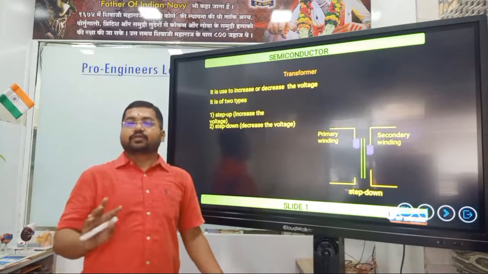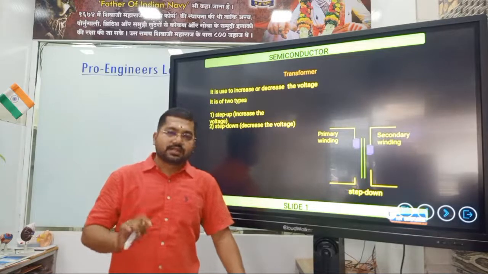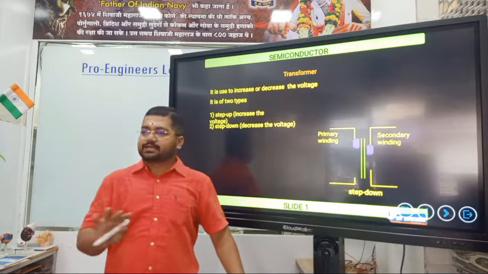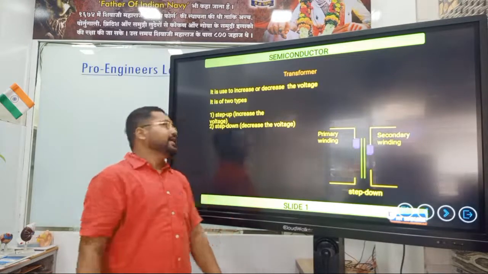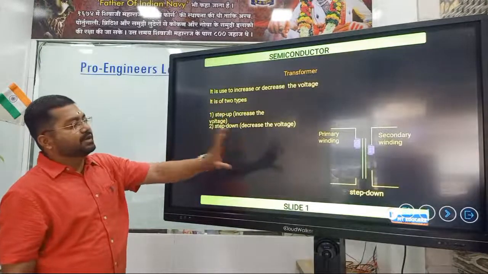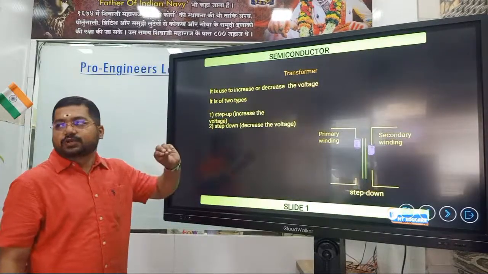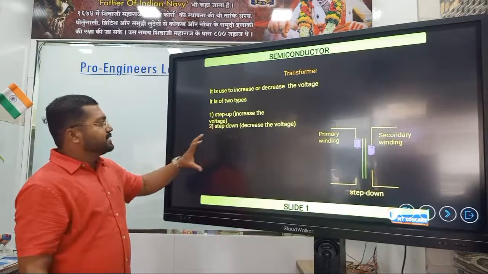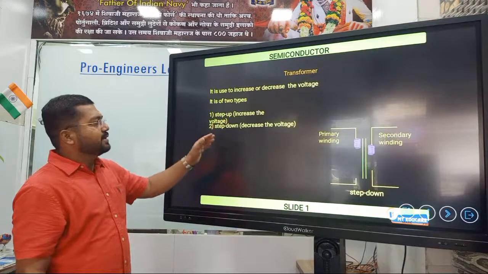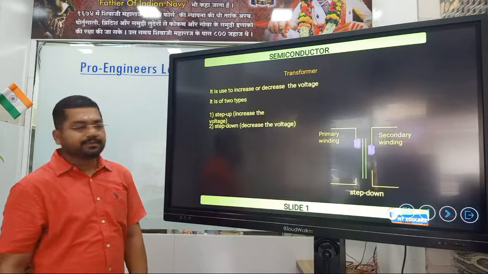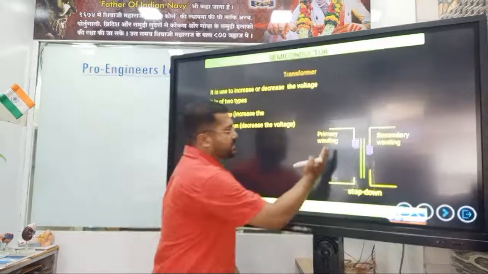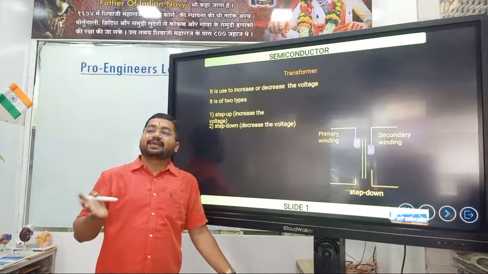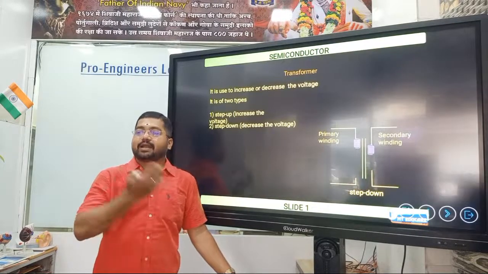Again, many of the students have the misconception that a transformer always converts AC to DC. No. Again, it is also not converting AC to DC. It is just increasing or decreasing the voltage level, based on the mutual inductance present in the coil. It has two types, step up and step down. Step up is to increase the voltage, and step down is to decrease the voltage, right? Again, it has a primary winding where we are giving input, and a secondary winding from where we are getting output.